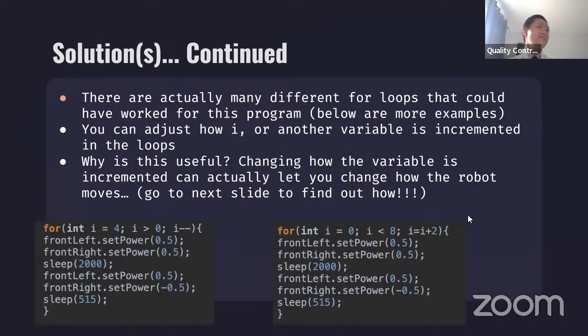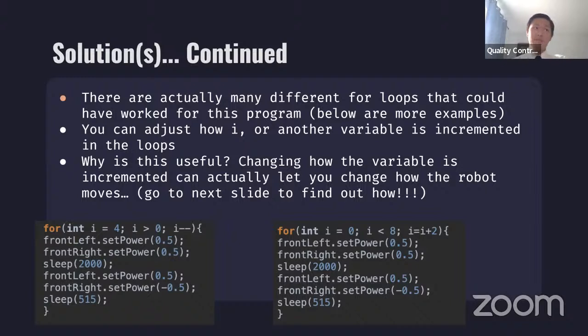As I've hinted, there are many ways you could have achieved this, and this is just one way. You can adjust the I where another variable is incremented. How this is useful is that changing just one variable lets you change how the robot moves. So instead of copy and pasting the thing a bajillion times, you could just change a couple of variables and have it repeat that number of loops.